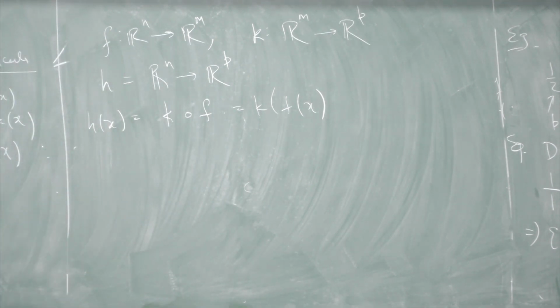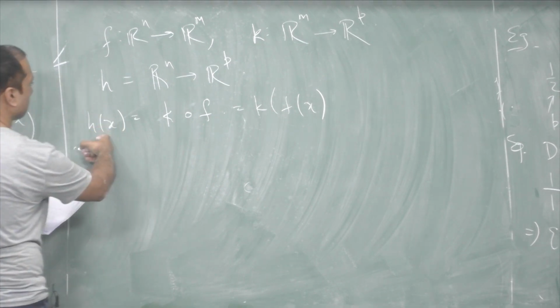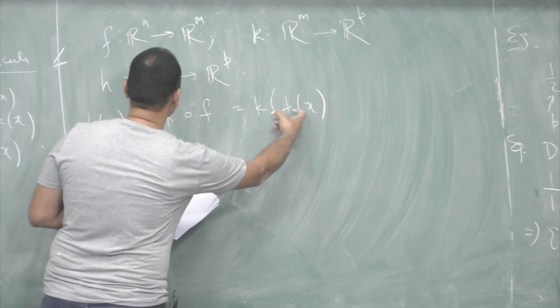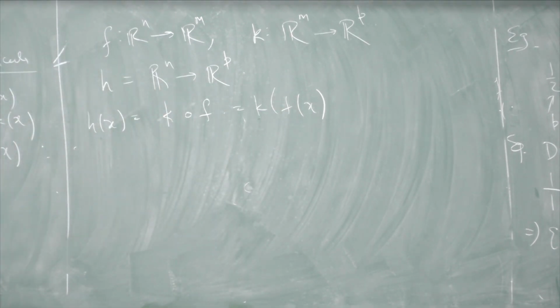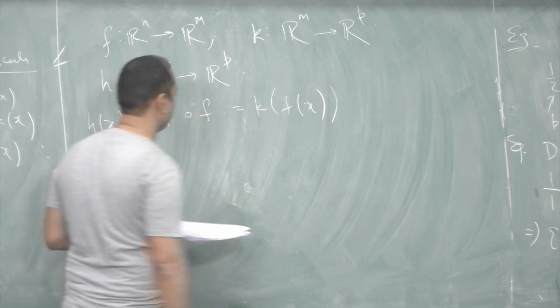Okay. And then we would like to apply a chain rule here. So if we apply chain rule, and we have to take a derivative with respect to x, then we see that it's a composition of this. So first we take derivative of K with respect to f(x), and then derivative of f(x) with respect to x. Okay. That's the chain rule.